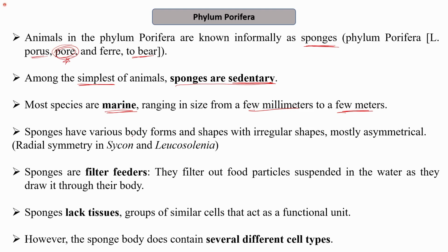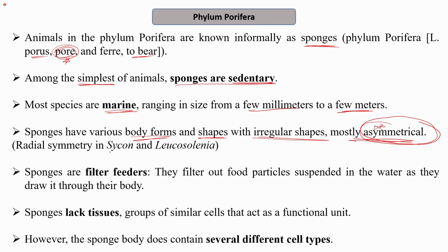Also, they have various body forms and shapes. As we saw in the discussion, they are mostly irregular in shape and therefore mostly asymmetrical. That is, they cannot be divided into two equal halves. So this came up again. As we learn about each and every phylum, whatever we have learned till now will keep on repeating. So we need to remember that the organisms that belong to this phylum are mostly asymmetrical. However, there are certain exceptions to this.